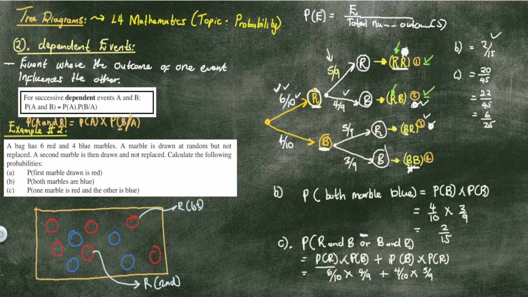I think you should calculate again. 6 out of 10 multiplied by 4 out of 9 plus 4 over 10 multiplied by 5 over 9. I'm getting 22 over 45. Now you are correct. So I think the way you interpreted the question is what affected our answers.